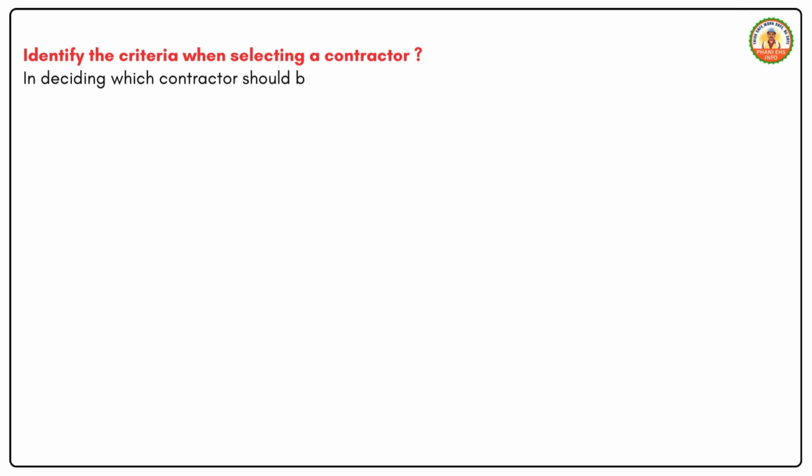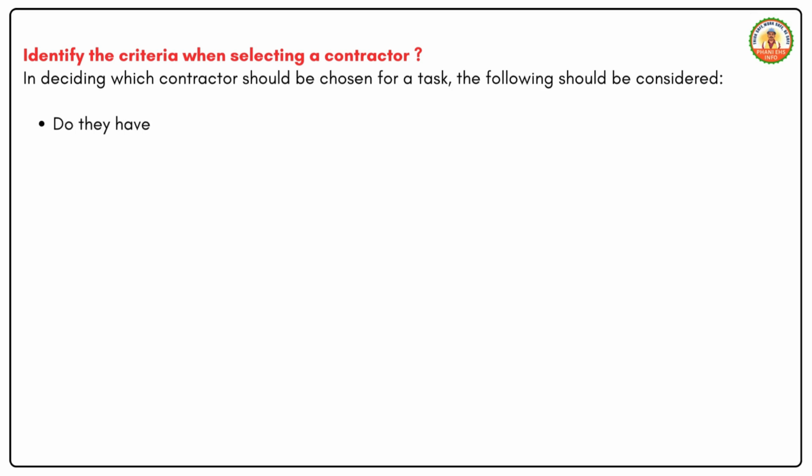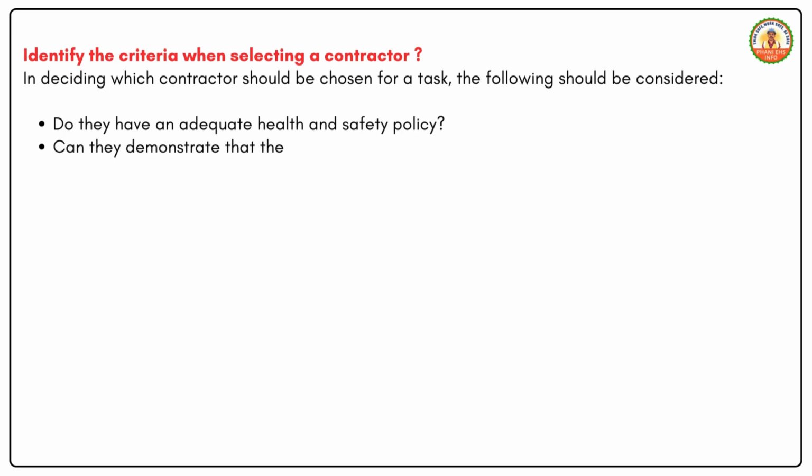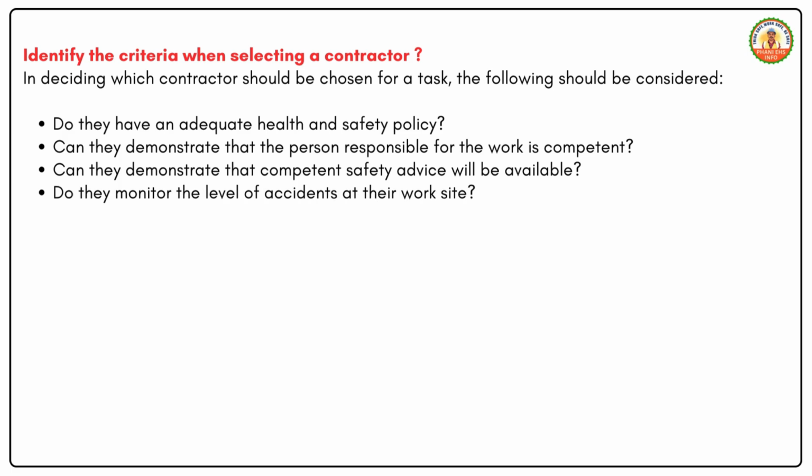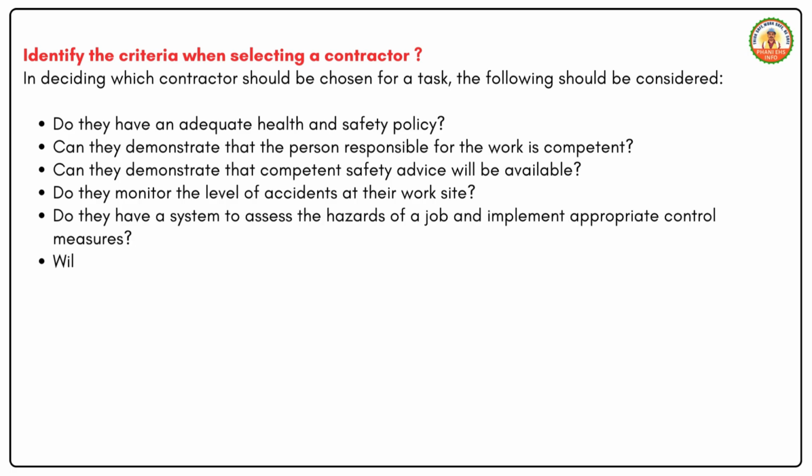Identify the criteria when selecting a contractor. In deciding which contractor should be chosen for a task, the following should be considered. Do they have an adequate health and safety policy? Can they demonstrate that the person responsible for the work is competent? Can they demonstrate that competent safety advice will be available? Do they monitor the level of accidents at their work site? Do they have a system to assess the hazards of a job and implement appropriate control measures?